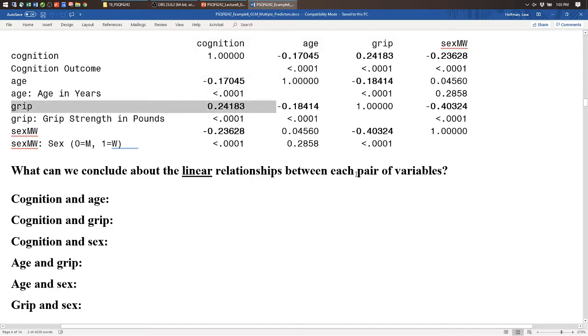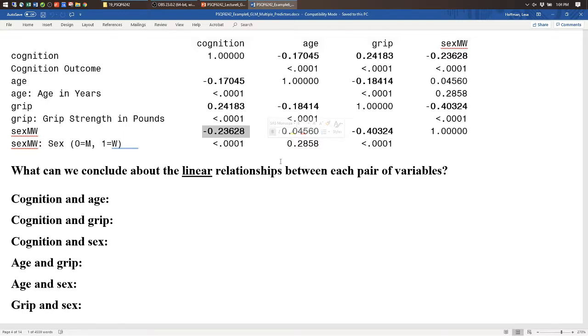How about cognition and grip? As grip goes up, cognition goes up. These correlations are both estimates that we would interpret and effect sizes all in one. That's what makes them so convenient. Now this one, minus 0.2: as gender goes up, cognition goes down.